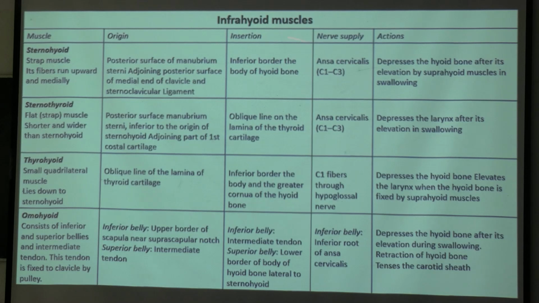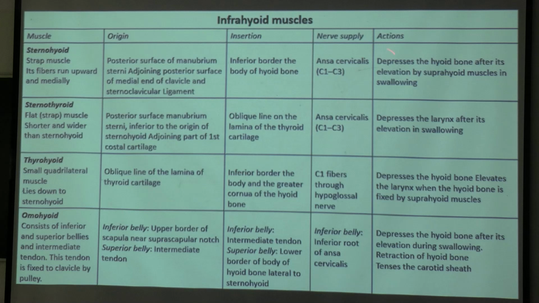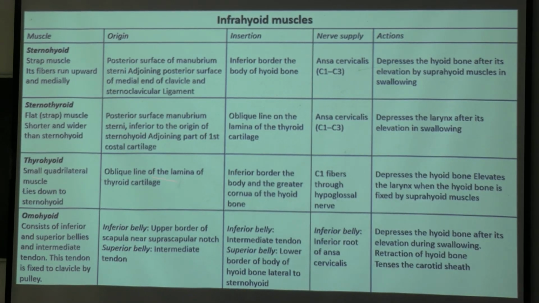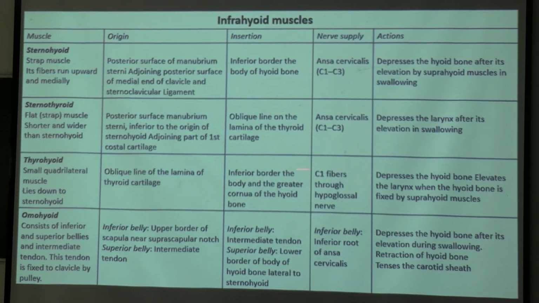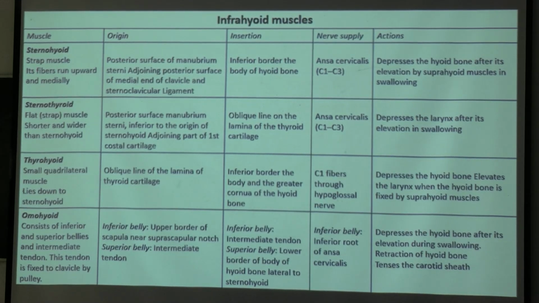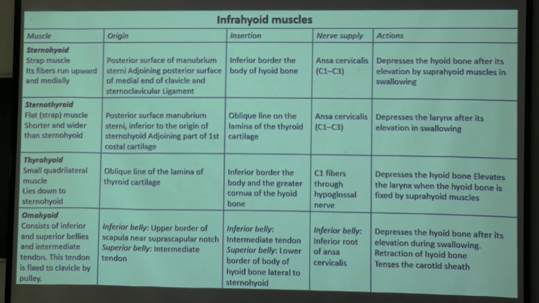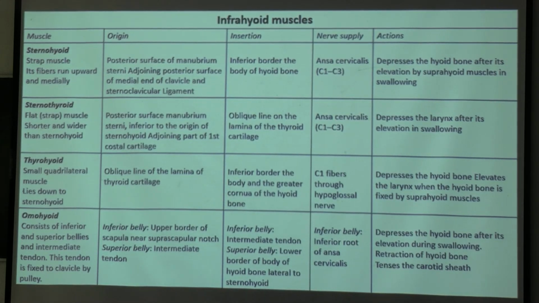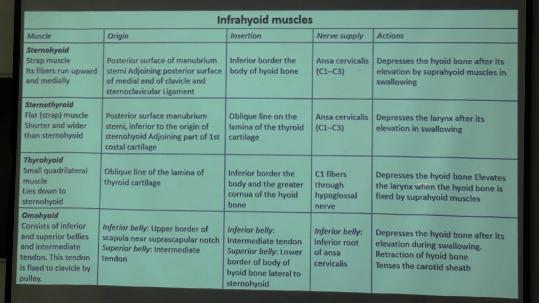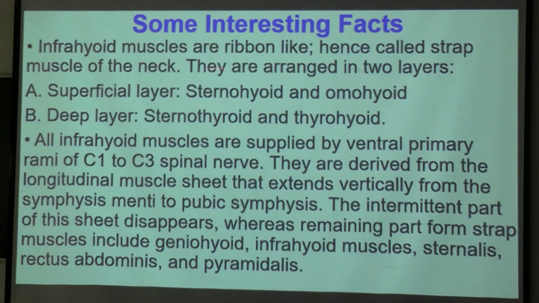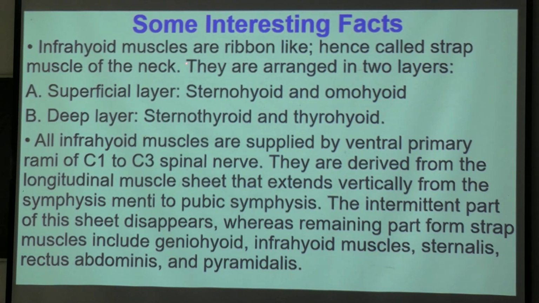You can read their origin, insertion, nerve supply, and actions. Okay. Mainly these strap muscles get their supply from the Ansa cervicalis. And the thyrohyoid gets its nerve supply from C1 fibers through the hypoglossal nerve. Okay, the rest from the Ansa cervicalis. The main function of all the muscles is depressing the hyoid bone, and elevation of the larynx when the hyoid bone is fixed by the suprahyoid muscles. So infrahyoid muscles are ribbon-like, hence called strap muscles of the neck.